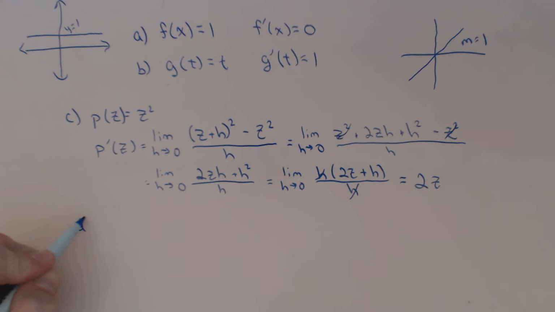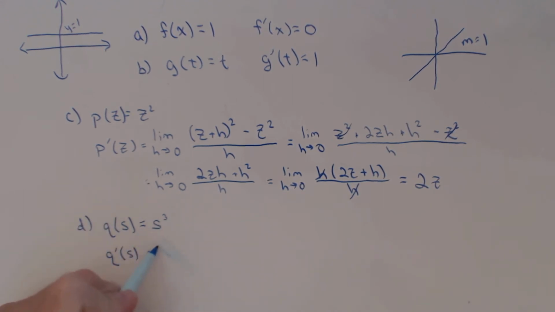So let's take a look at D. We have a cubic. Q of s equals s cubed. So again, first step, set up my difference quotient. And notice I'm calling it q prime of s because it's not q of s, it's something a little different. So now I'm going to have, oops, we almost forgot our limit. That's what makes it a derivative. Otherwise it's just a difference quotient and it's just an average rate of change. So we're taking the limit as h goes to 0 of s plus h cubed minus s cubed all over h.